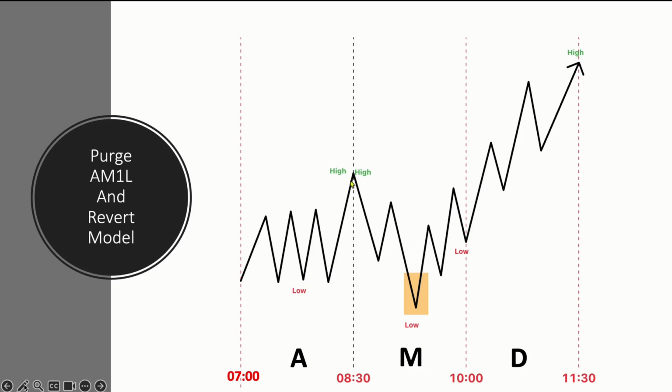This scenario usually unfolds when there's a high impact news driver at 8:30 that gets used for manipulation purposes inside of a very bullish market.